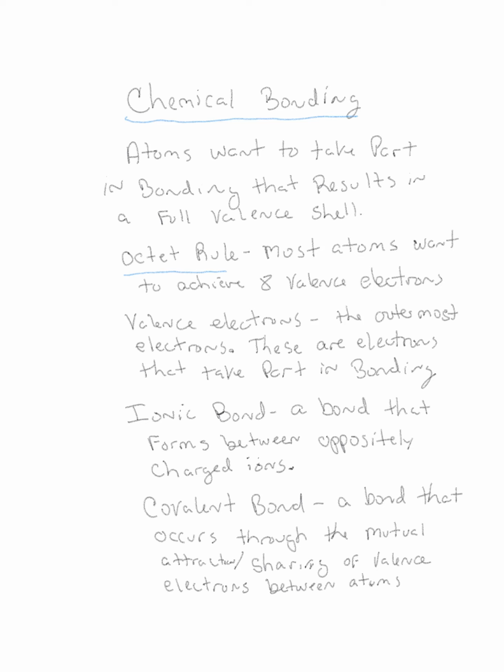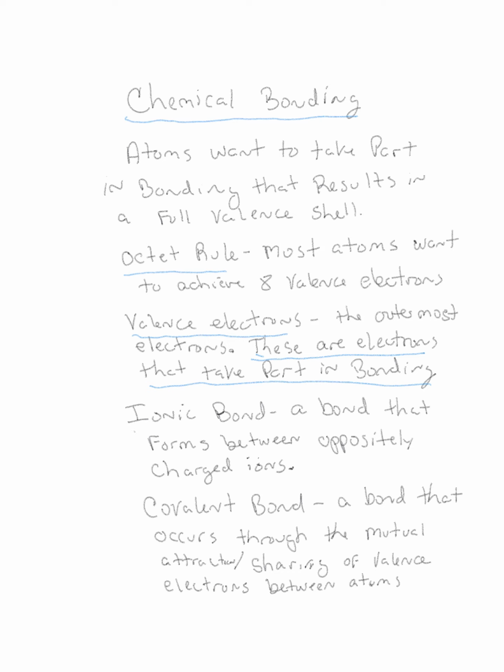Why do they want to do that? That's the most stable electron configuration for valence electrons. If an atom achieves that, it has the lowest potential energy that it can have, and it's much more stable. So again, valence electrons are the outermost electrons. They are the electrons of atoms that take part in bonding. The electrons below the valence shell generally do not take part in bonding.